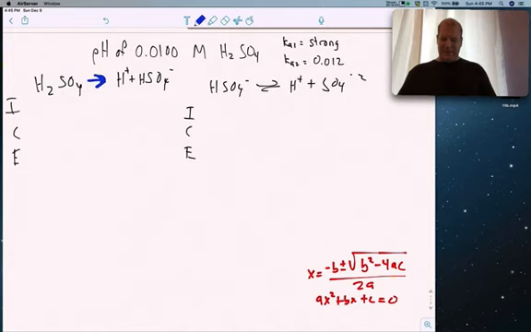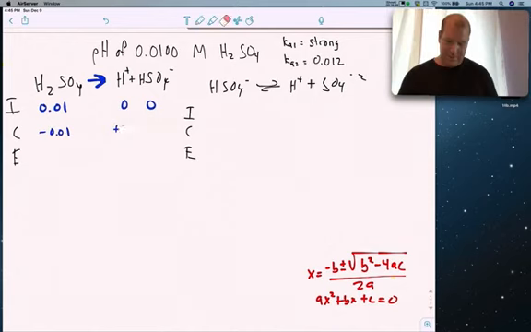So let's go ahead and do this. Initially we have 0.01 molar, 0, change is minus 0.01, plus 0.01, plus 0.01. Equilibrium is 0, it all goes away, 0.01, 0.01. So that's a strong acid. It breaks apart. Now we have a weak acid.